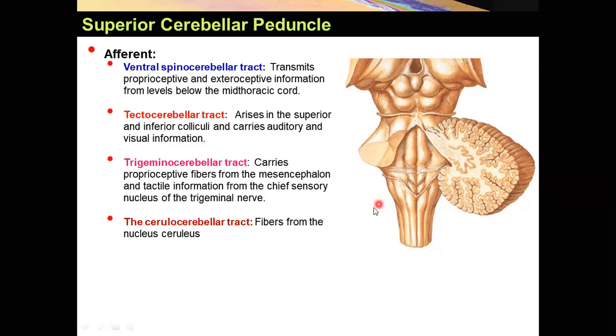Now, inside the cerebellar peduncle, another afferent is the trigeminocerebellar tract, which carries proprioceptive fibers from the mesencephalic nucleus and tactile information from the principal or chief nucleus of the trigeminal nerve. Another afferent tract inside the superior cerebellar peduncle is the ceruleocerebellar tract. These fibers come from the locus ceruleus.